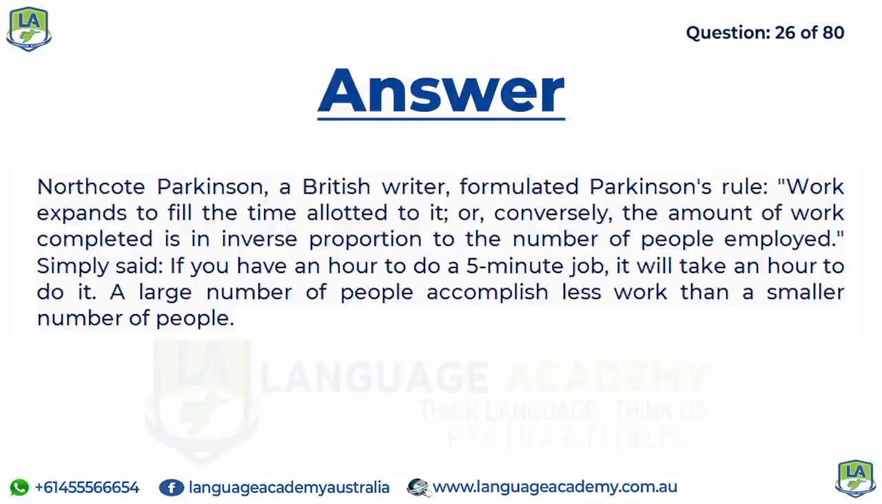Northcote Parkinson, a British writer, formulated Parkinson's rule. Work expands to fill the time allotted to it, or, conversely, the amount of work completed is in inverse proportion to the number of people employed. Simply said, if you have an hour to do a five-minute job, it will take an hour to do it. A large number of people accomplish less work than a smaller number of people.